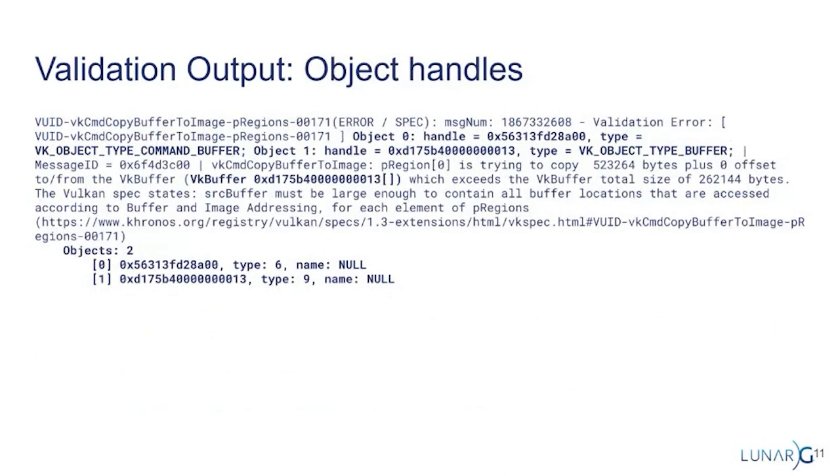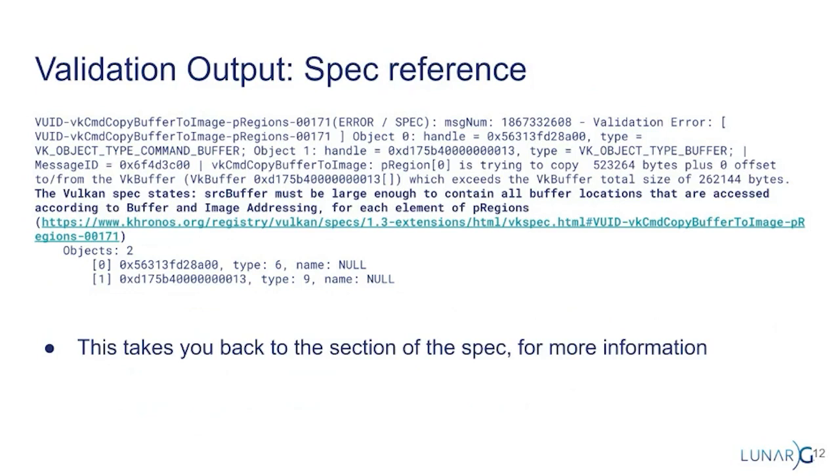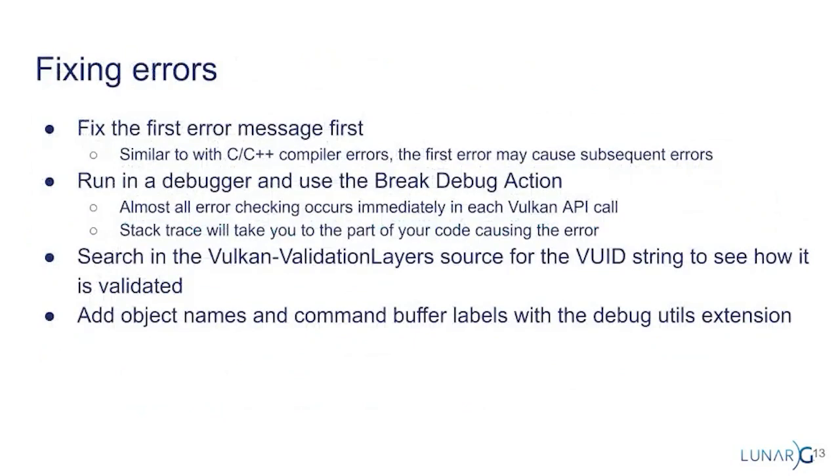And then we have the object handles of the objects involved in the error. So you have a buffer and a command buffer, and not much information at this stage about them other than what those handles are. And then we do include the text of the spec you violated and a link that will take you straight to where that error occurred so that you can go look up more information.